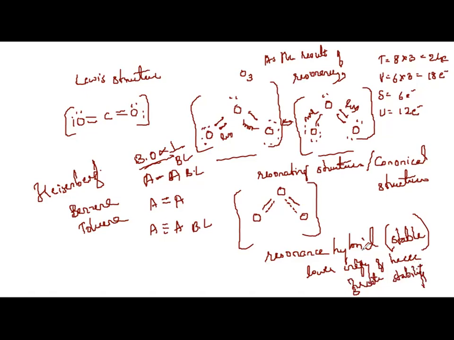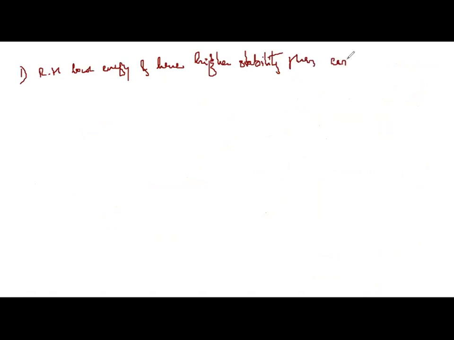Are you all understanding? The resonance hybrid will have lower energy and hence greater stability as compared to the contributing structures or the canonical structures. This is the first point: the resonance hybrid will have lower energy and hence higher stability than canonical structures.